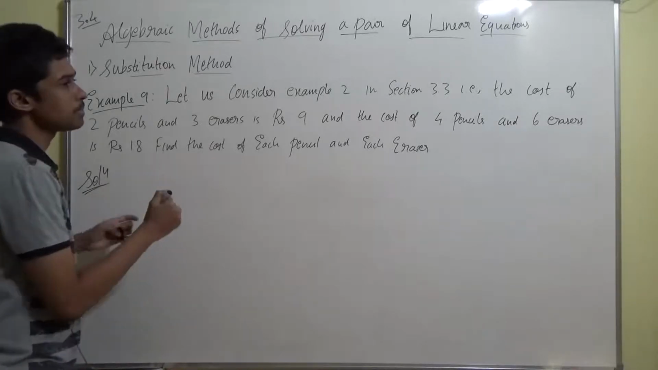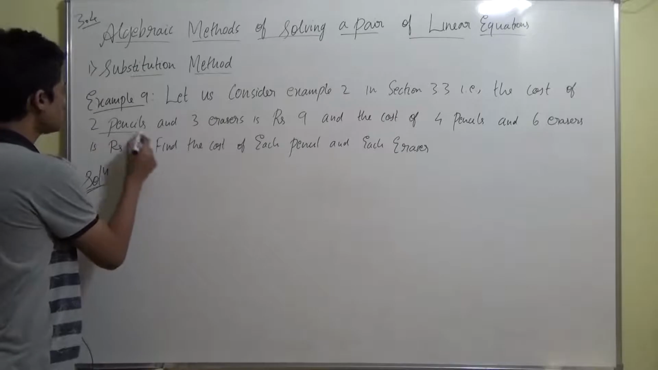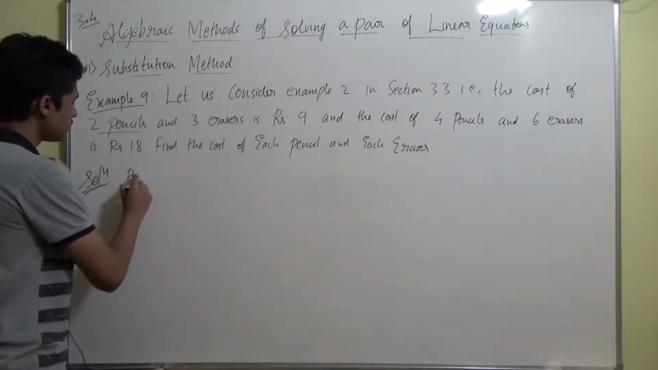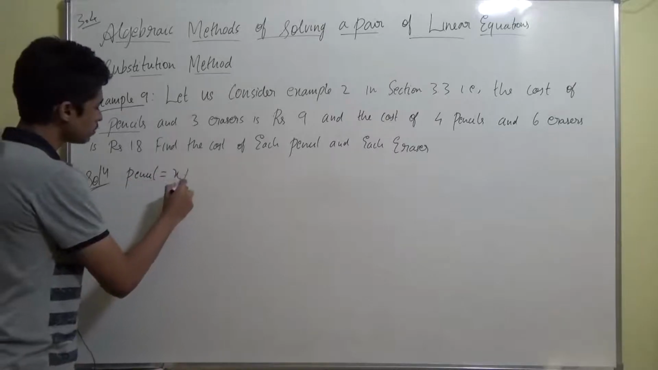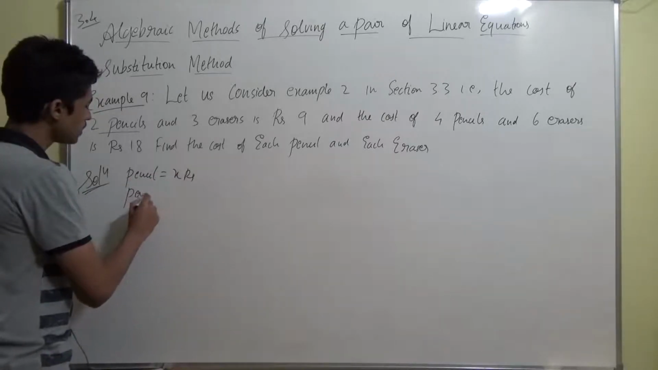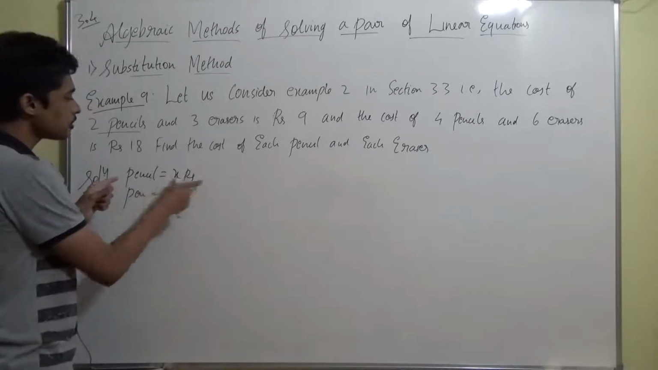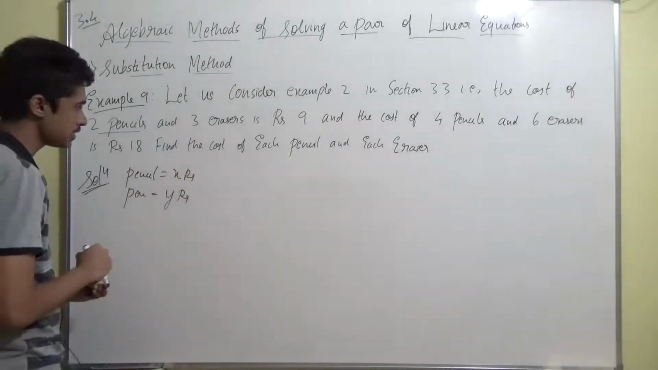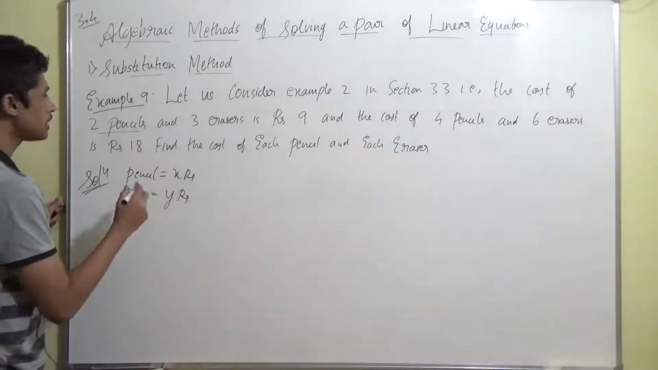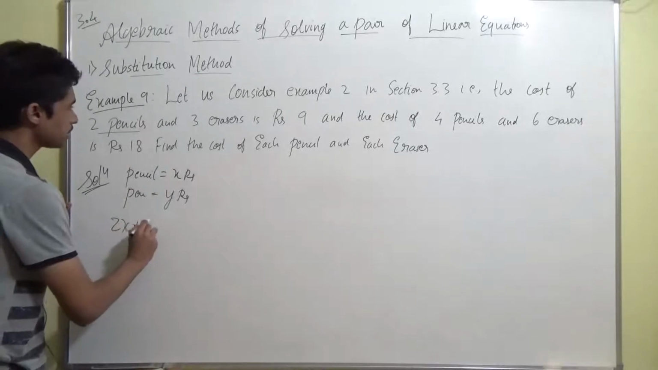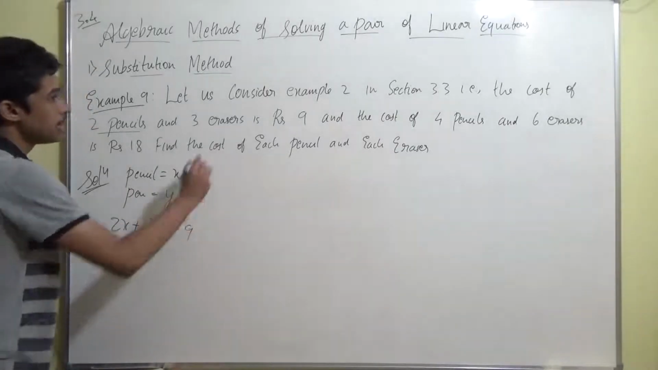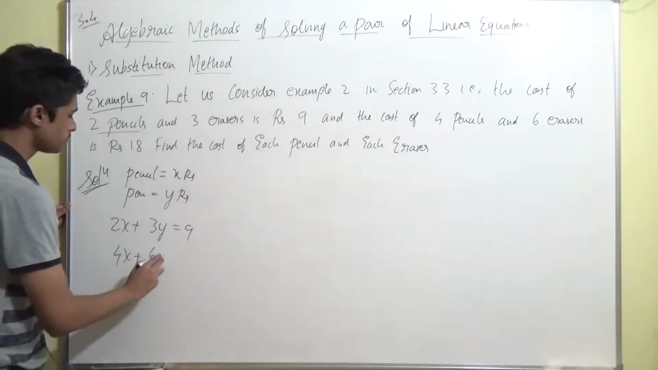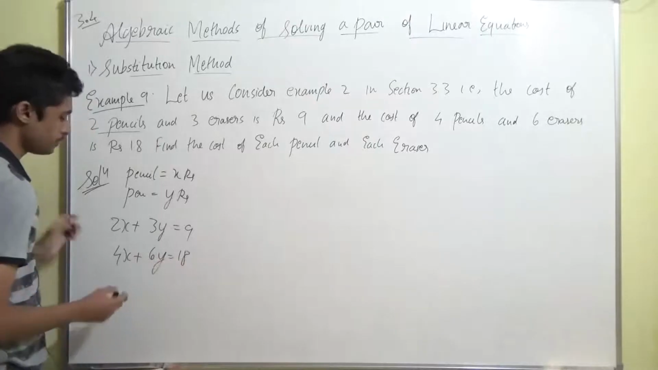If you remember, the equation which you got was something like 2x plus 3y, because we considered the price of one pencil as x rupees and the price of one eraser as y rupees. Make sure that you write it in an entire sentence. I'm just writing in short forms because we have already done this question previously. So the equations which we get are 2x plus 3y equal to 9 and 4x plus 6y equal to 18, right?